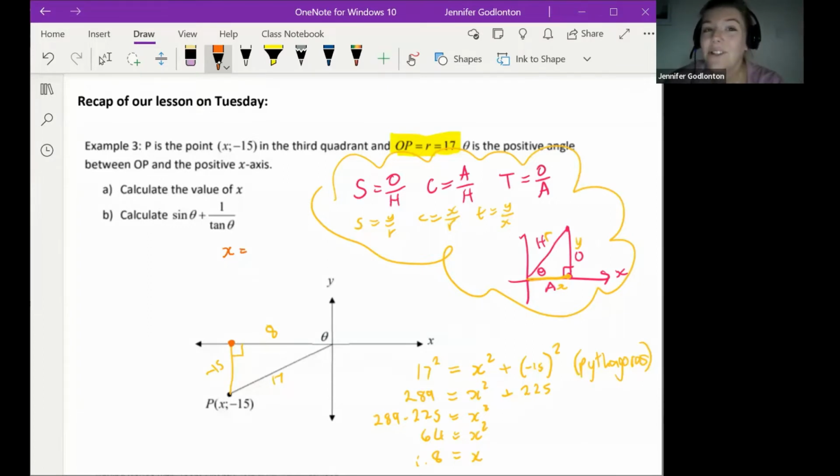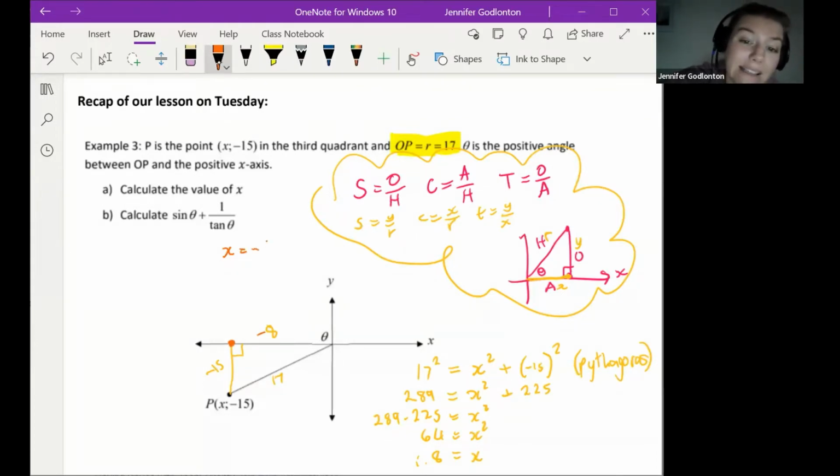And so we have to look at our picture and see what sign it's going to be because we're not going to find that out through Pythagoras. We can see because of its placement, it's going to be negative. If it was this side over here, it would be positive 8, but it's not. It's on the other side.